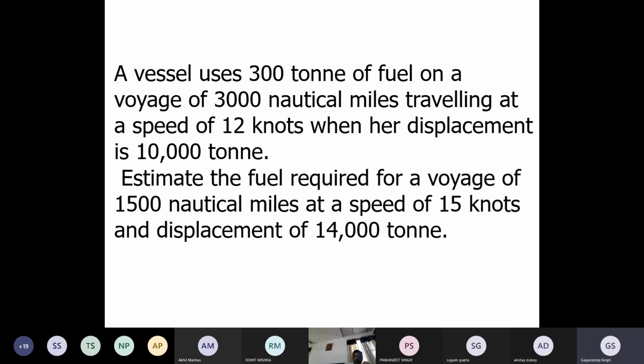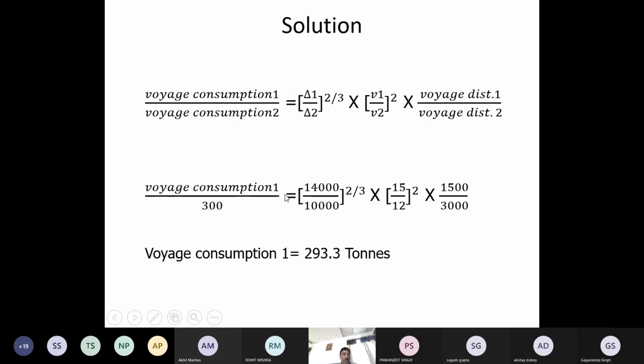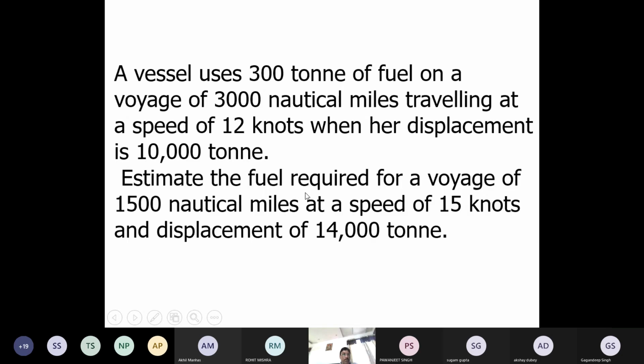Sir, 293.31 tons. 293, I think correct. Let me just see. 293.3. बिल्कुल बिल्कुल सही है जवाब. Good, very good.